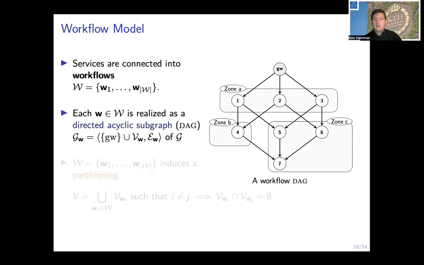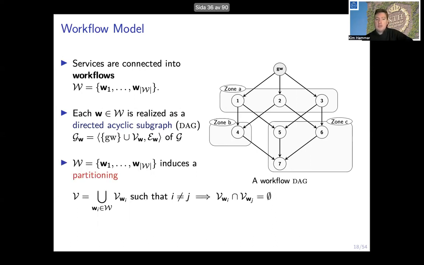And it just turns out to be very convenient to have this assumption, because it means that the set of workflows induces a partitioning of the set of nodes. So that cal V here is a non-overlapping union of cal V subscript w, where w is the workflow. And I will utilize this property later on to prove a theorem related to the decomposition.